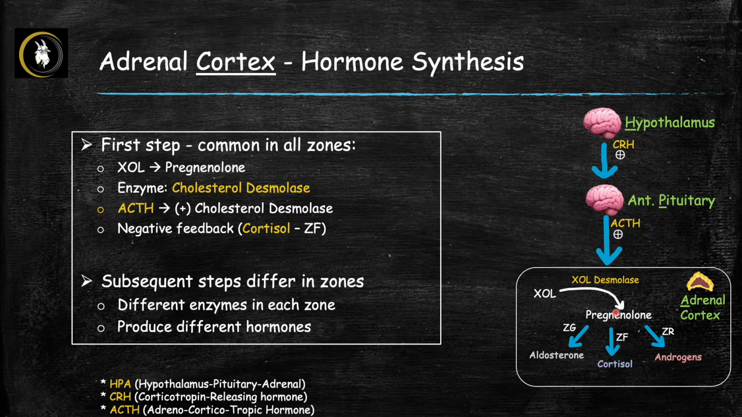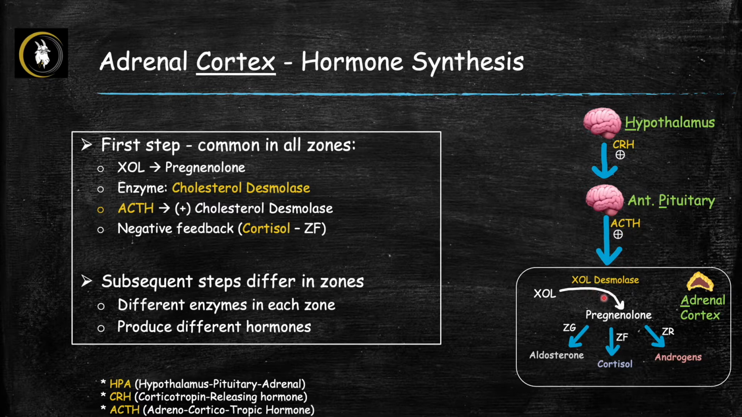So this is super high yield to know that this first step right here, which is cholesterol going to pregnenolone, is common in all the different zones. So these zones are going to make different hormones, but that first step, which is this conversion of cholesterol to pregnenolone, is the same. It's a common pathway. It's mediated by this enzyme, cholesterol desmolase, and this enzyme is activated by ACTH. All of this is super important.